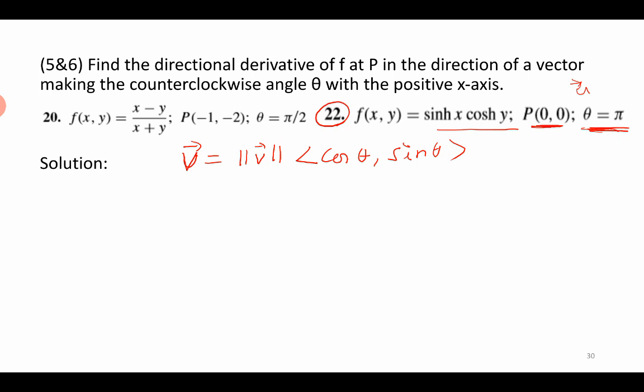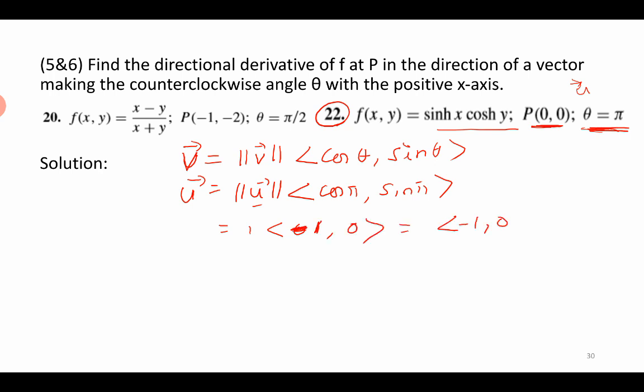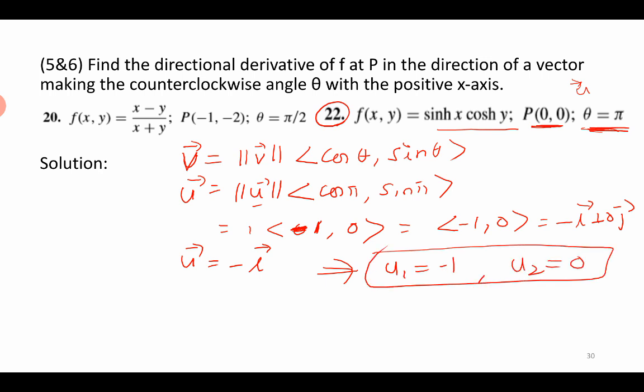Now let's try it here. The u vector is the norm of u into cosine pi, sine pi, and we are looking for a unit vector, so the norm of u is 1, into cosine pi is negative 1, sine pi is 0. This is negative 1, 0, which is negative i plus 0 j. Therefore your unit vector u is just negative i. You can say that u1 is negative 1 and u2 is 0. This is the information from theta equal to pi.